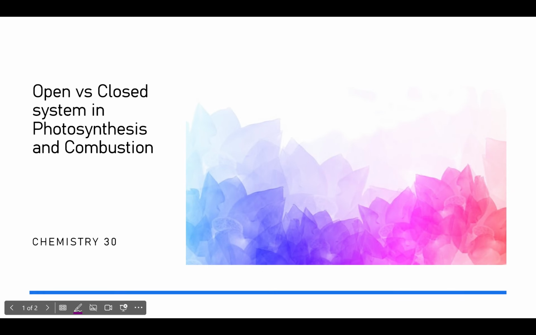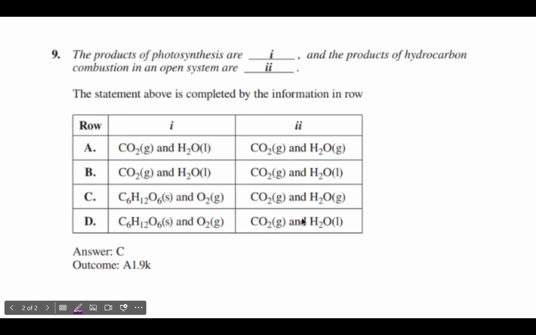Students often get confused between the difference of open versus closed systems when we're looking at different reactions, in particular photosynthesis and combustion. So here's a released item from the Alberta curriculum that is showing that we know the difference. So when it says the products of photosynthesis are blank and the products of hydrocarbon combustion in an open system, so that really matters, are blank.